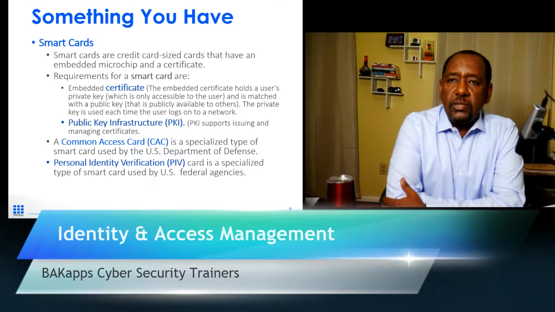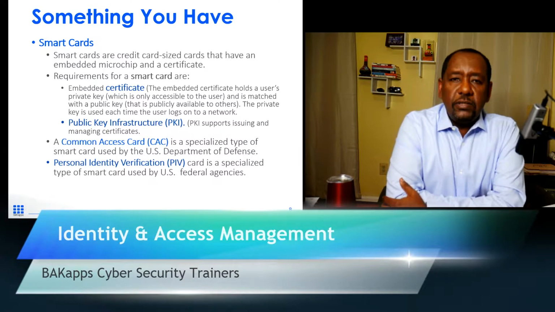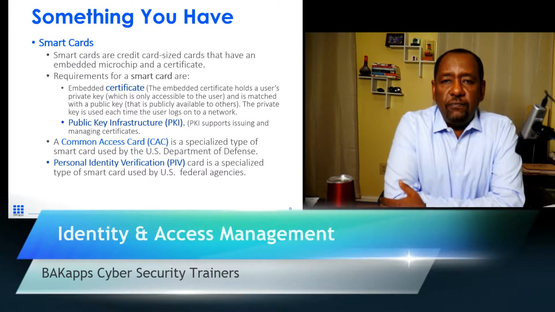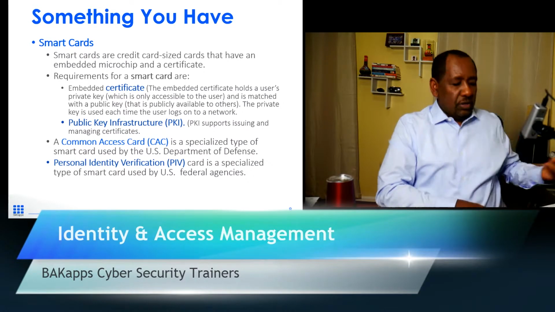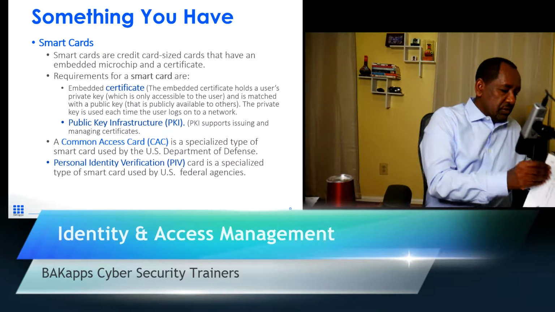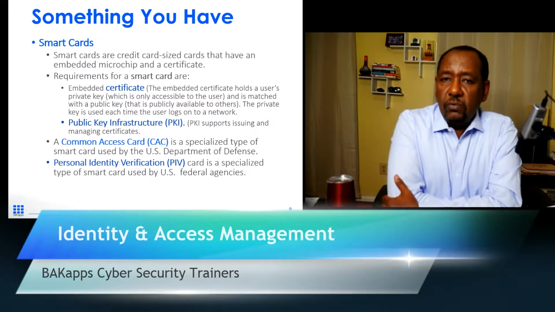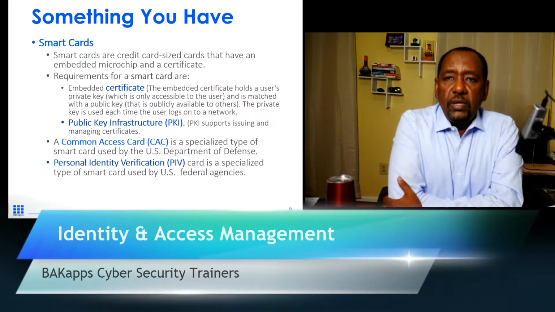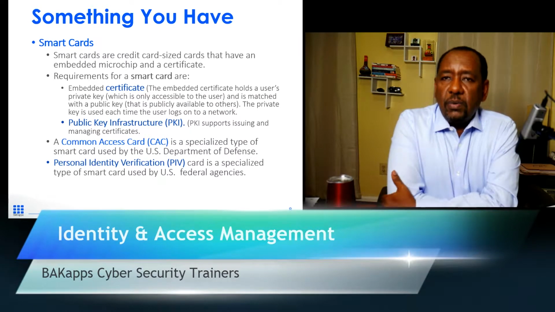Okay, let's proceed into the authentication factors. Among the authentication factors, the first one, or the simplest one, we said was something you know, but something you have is also very, very important. So in something you know, we discussed a password. In what we call something you have, we need to discuss smart cards.